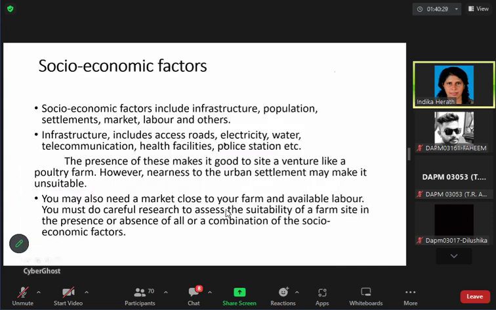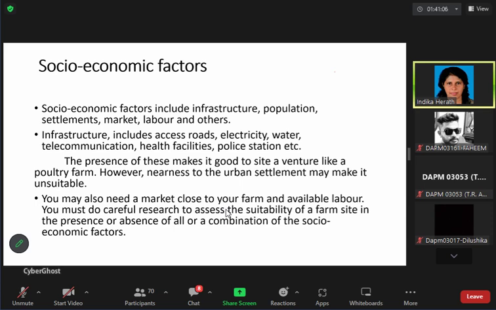So there are some socio-economic factors as well in selection of land. So we need to consider various other factors that are needed for cultivation of land. Socio-economic factors including infrastructure, population, settlement, market, labor, and other things. When we are doing cultivation, we have previously talked about the climatic factors, now socio-economic factors, which are, of course, the availability of electricity, whether we have road access and those, right?